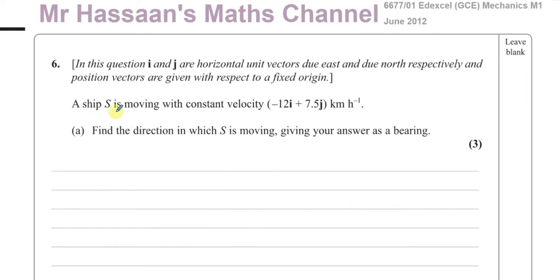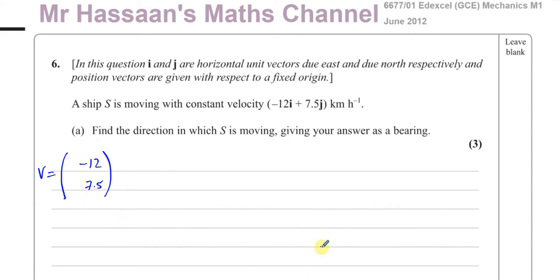It says a ship S is moving with a constant velocity, which is given by minus 12i plus 7.5j kilometers per hour. Find the direction in which S is moving, giving your answer as a bearing. So it's going with a velocity of minus 12i plus 7.5j. Now the velocity vector tells us two things: the direction and its speed. The magnitude of this velocity would give us the speed, and the direction is given by the components of the vector.